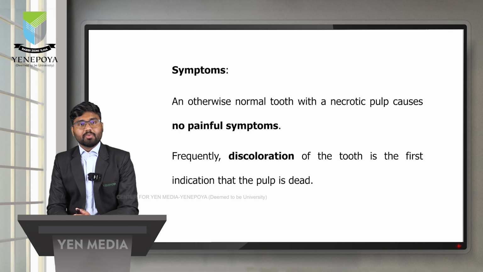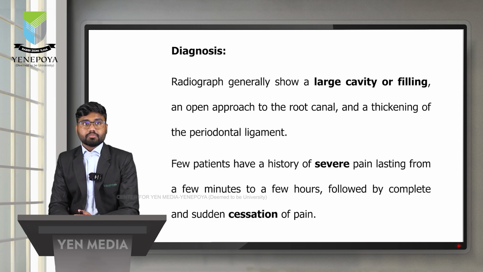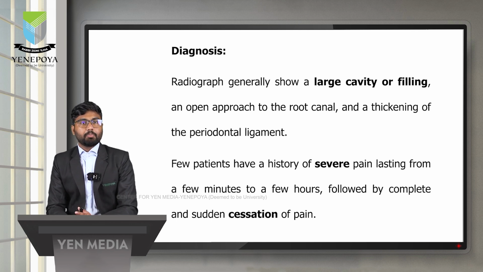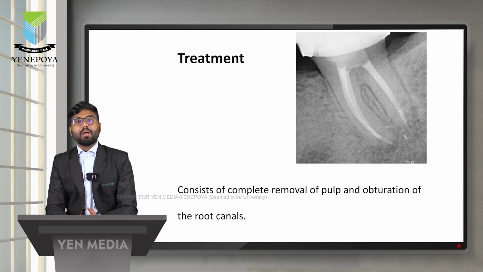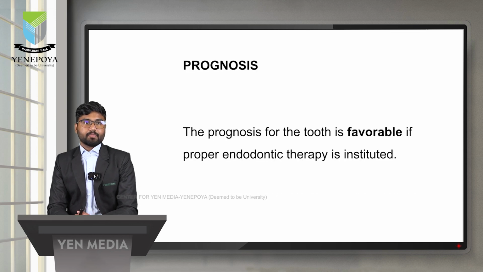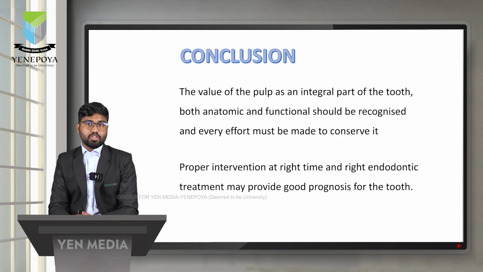Symptoms, there are no painful symptoms as such. However, discoloration of the tooth is the first indication that the tooth has undergone necrosis or the pulp is dead. Coming to the diagnosis, the radiograph usually shows a large cavity or a filling, an open approach to the root canal and a thickening of the periodontal ligament. Few patients also give a history of severe pain that lasts for a few minutes to a few hours, following which there is cessation of the pain. The treatment consists of complete removal of the pulp followed by obturation of the root canals. The prognosis of the tooth is always favorable in these conditions if proper root canal therapy is instituted.